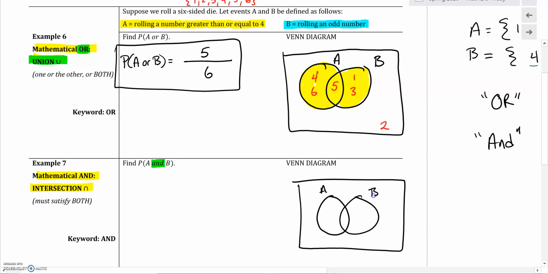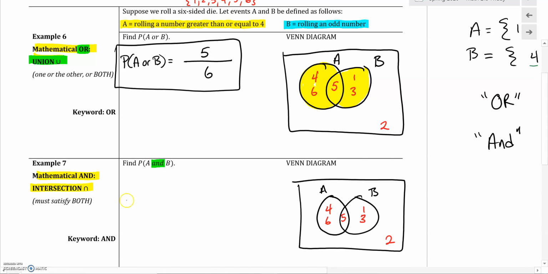My Venn diagram is going to look exactly the same. I've got event A and event B, and they share a 5, and event A has 4 and 6, and B has 1 and 3. And nobody has 2, or 2 does not belong to either of those events.